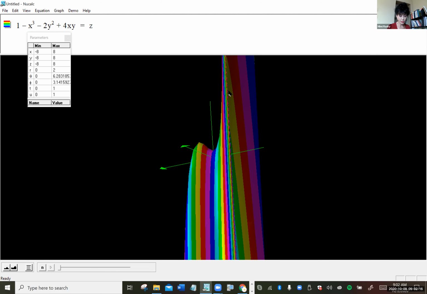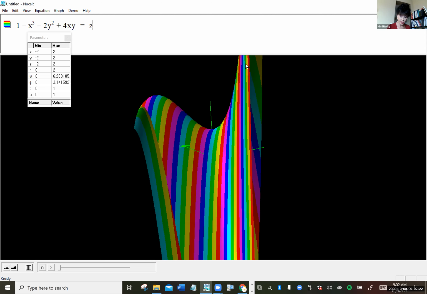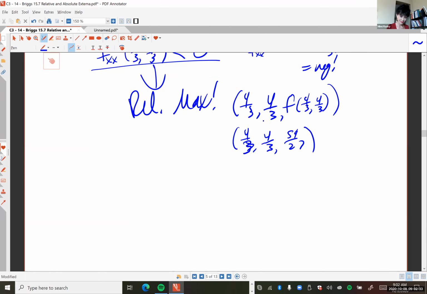So you could get an absolute max, because you can see, as I'm zooming out a bit, that there are portions on the surface that are higher than your relative max. That's why we call it a relative max, right? Yes. Okay. So any other questions? These are good.